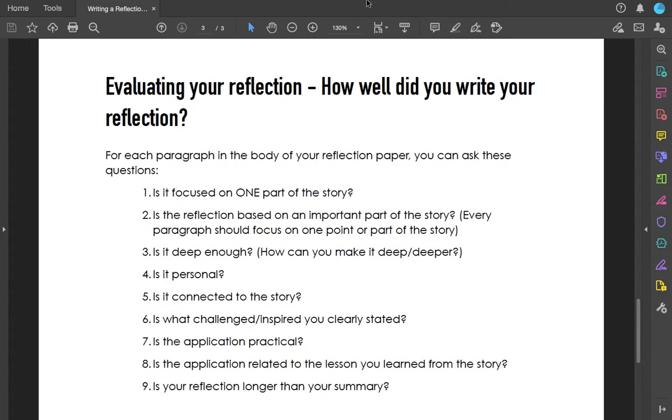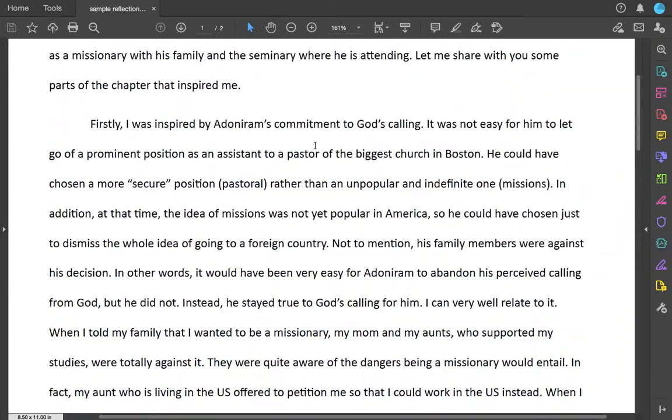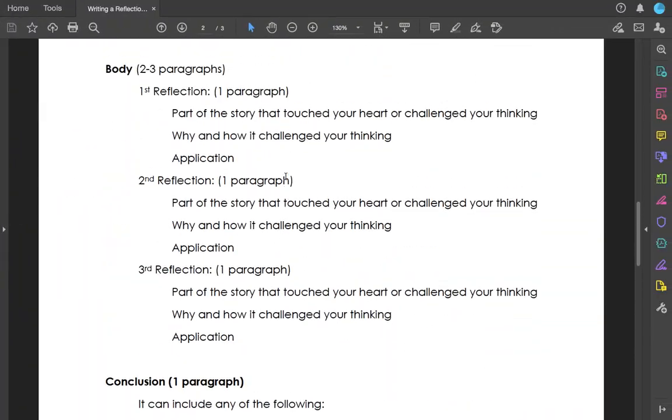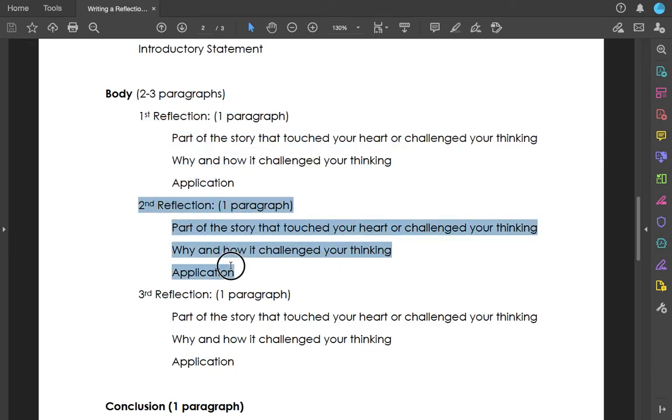All right. Let's talk about evaluating your reflection paper. After you write a reflection paper, you ought to evaluate your own reflection paper before you submit it. Okay? So for each paragraph in the body of your reflection paper, you can ask these questions again. For each paragraph in the body. So we're talking about the body part, okay? And your reflection should be for each paragraph. One paragraph, another paragraph.